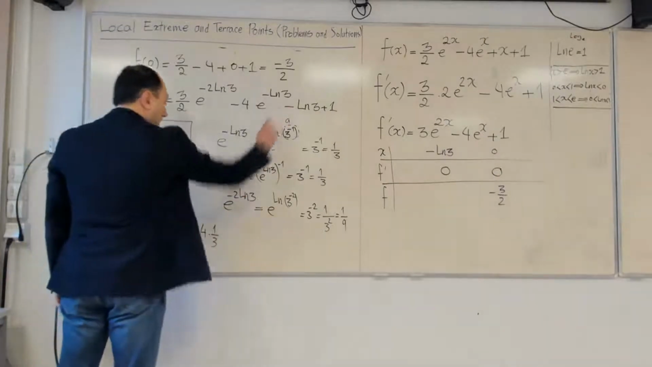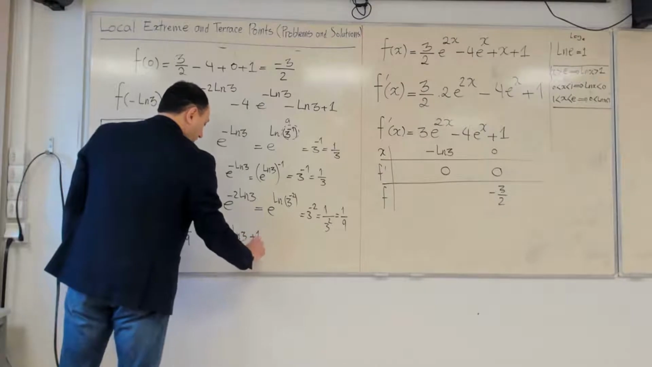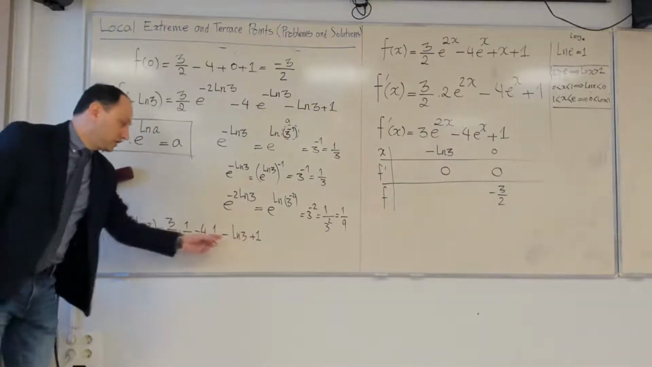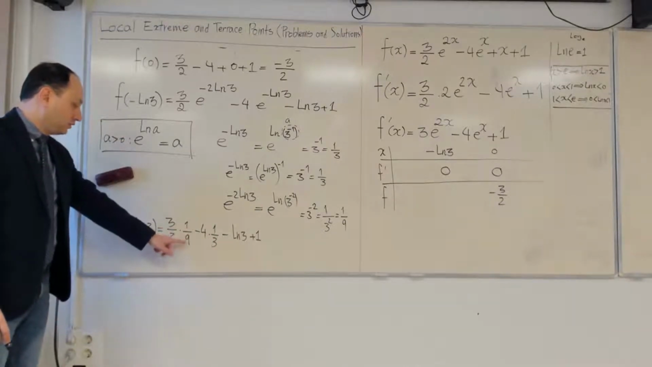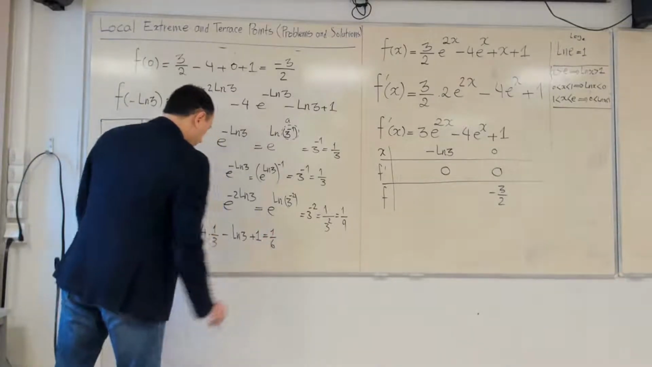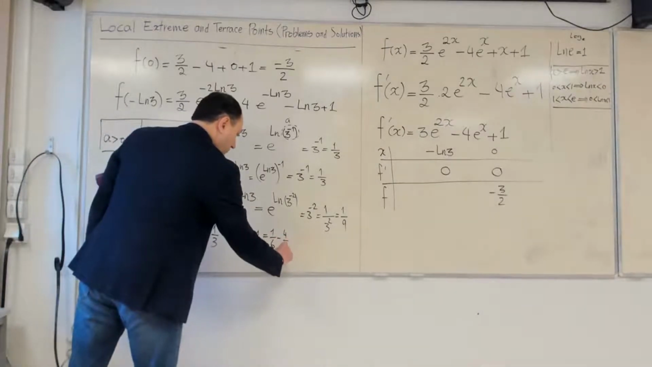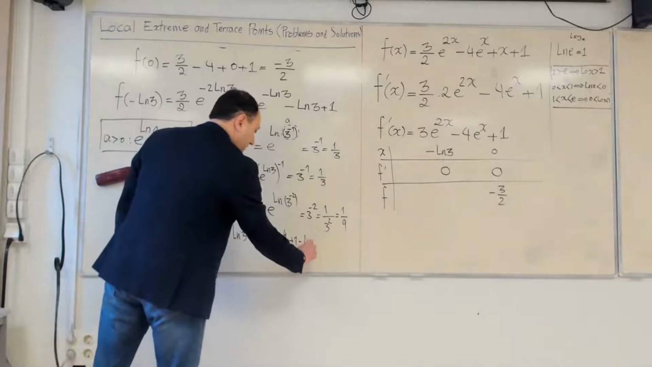And then I have -ln of 3. I cannot do anything with that. I have to keep it exact. And then I have 1. But of course, there are a bunch of numbers that I still can simplify. So this 3 and this 9 are simplified. It's 1/3, 1/6. So this becomes 1/6 minus 4/3. And let me write 1 close to it. And then -ln of 3 at the end.